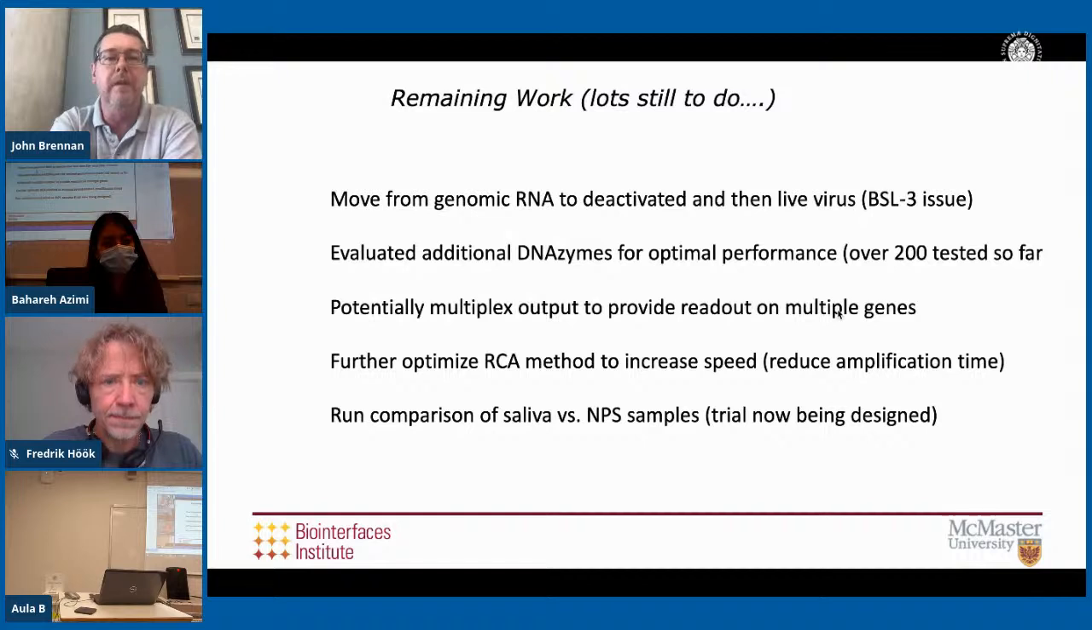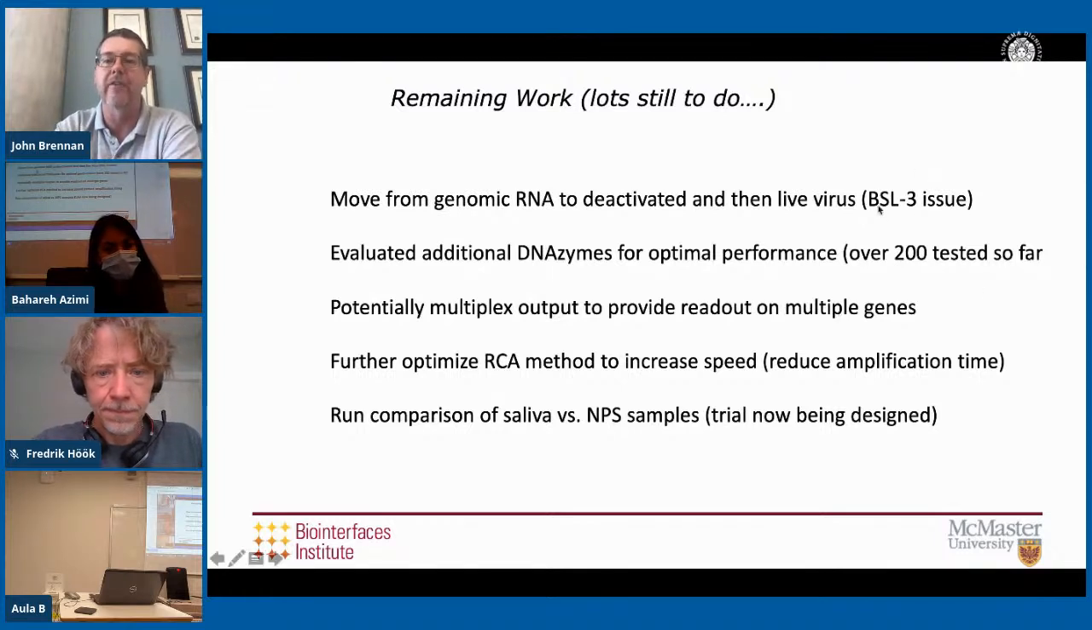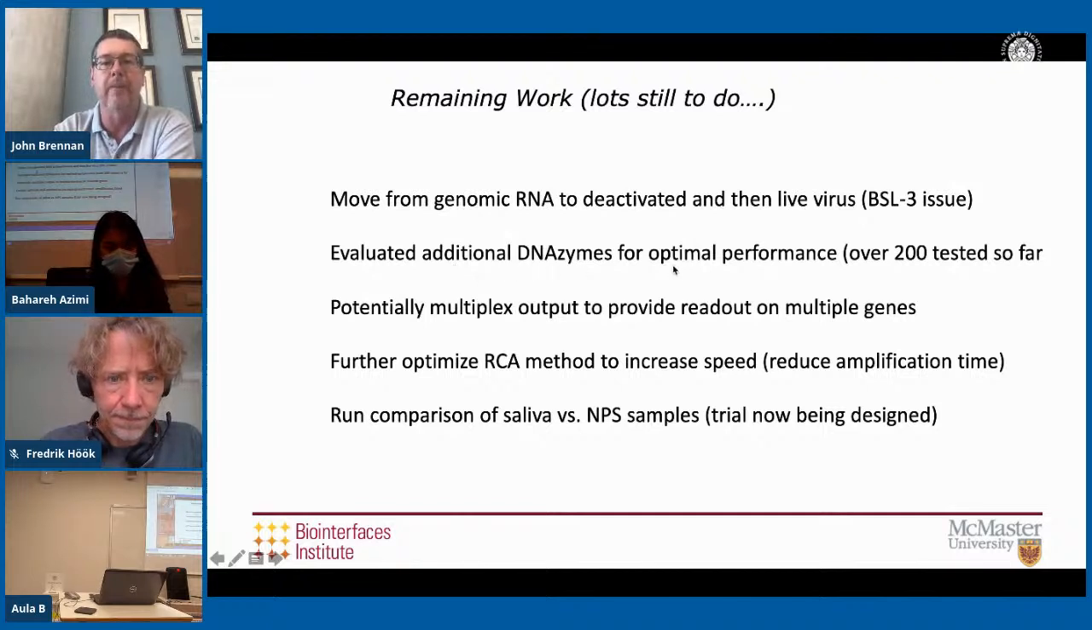So what we're now in the process of doing is moving from genomic RNA, which we extract through a method that's not amenable to home testing, towards now deactivated and eventually to live virus. The live virus, the issue is we need to work in biosafety level 3. And I can tell you right now, getting access to BSL-3 labs is almost impossible because all the people making vaccines are using them. We have already evaluated many, many more DNAzymes for optimal performance. We've screened over 200 of these so far, and we have them for different parts of the gene, so the spike protein, the N protein, et cetera.